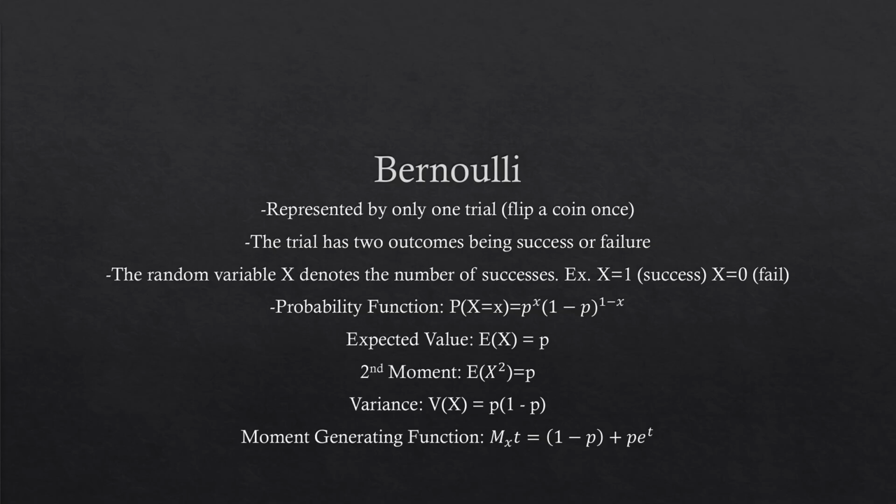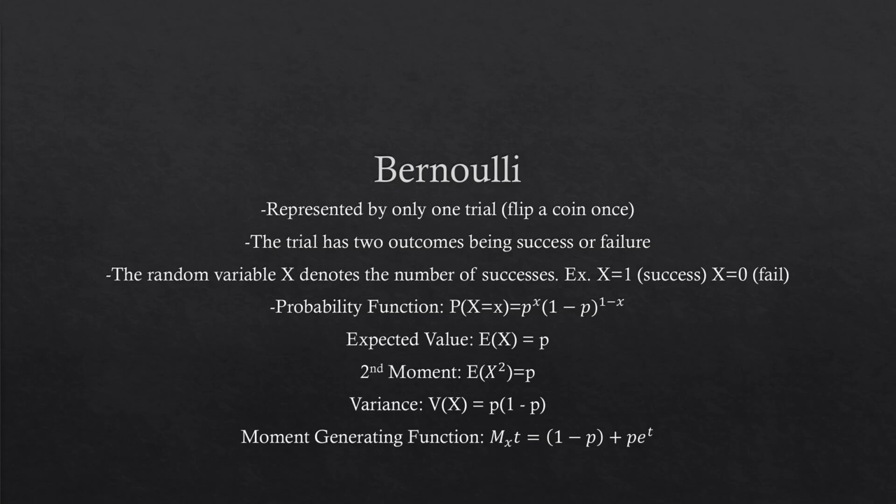So this distribution is represented by one trial. An example of this is flipping a coin once, anything that only happens one time. The thing about the Bernoulli trial is it only has two outcomes, being success or failure. So for a coin example, if you had heads as your success, there's only heads or tails. There's nothing else that you could get.